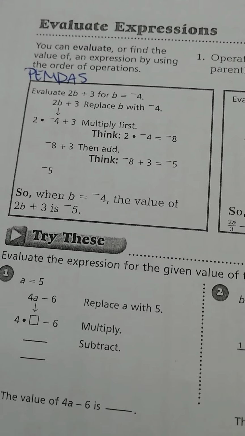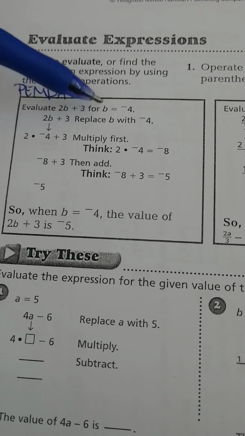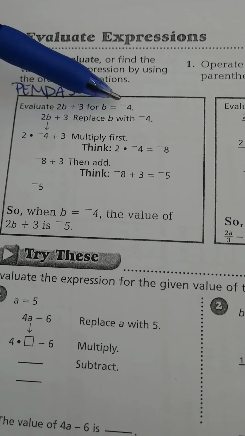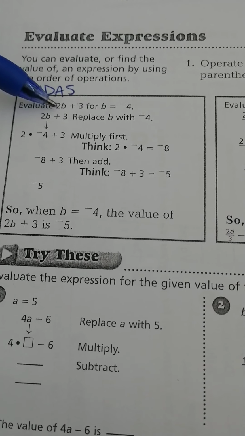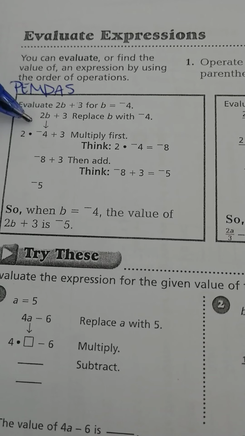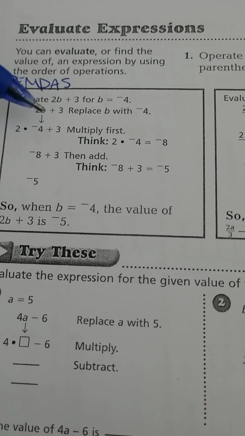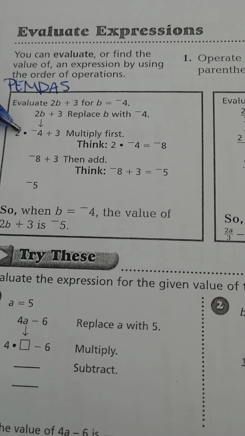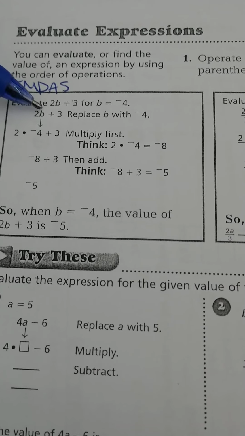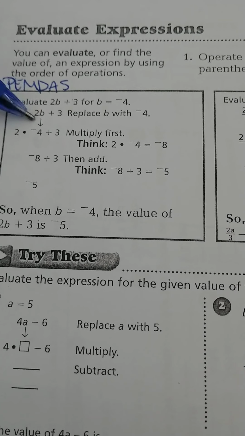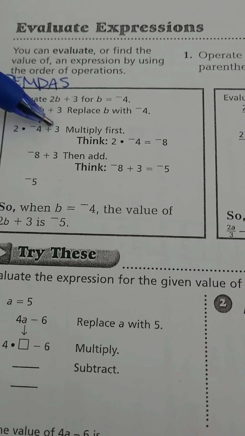Okay, so if we evaluate 2b plus 3, all it's saying here is that b is -4. So we're going to end up replacing b with -4, and that's what they show here. So 2b plus 3 is our expression. We replace b with -4, so now we have 2 times -4, because remember, a number next to a variable means that we're multiplying. So 2 times -4 plus 3.